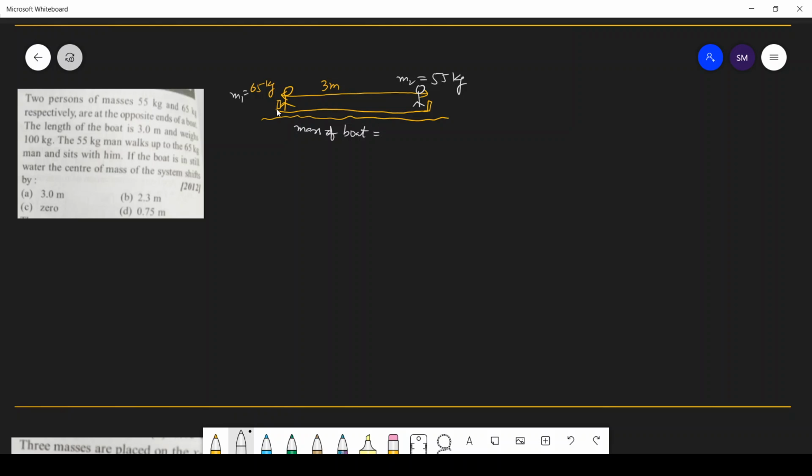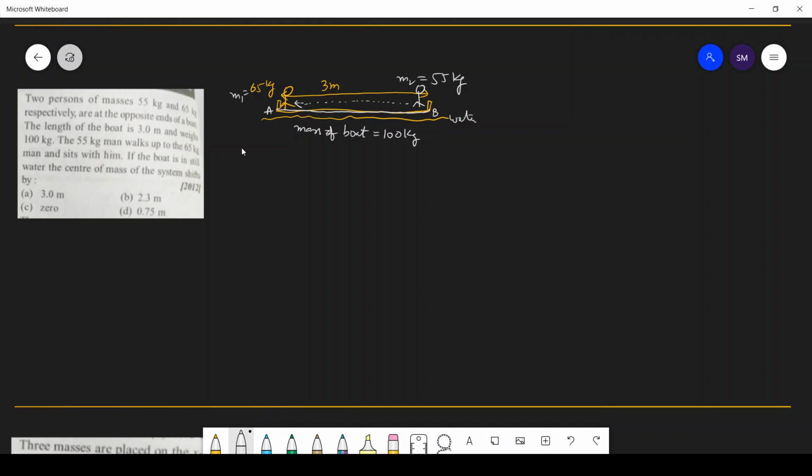So this is your boat, right? This is your boat. This is water. It is in the water. So the mass of the boat is 100 kilograms. Now what happens is that this 65 kg man walks towards this 55 kg man, and both are together. Suppose this is A, this is B.